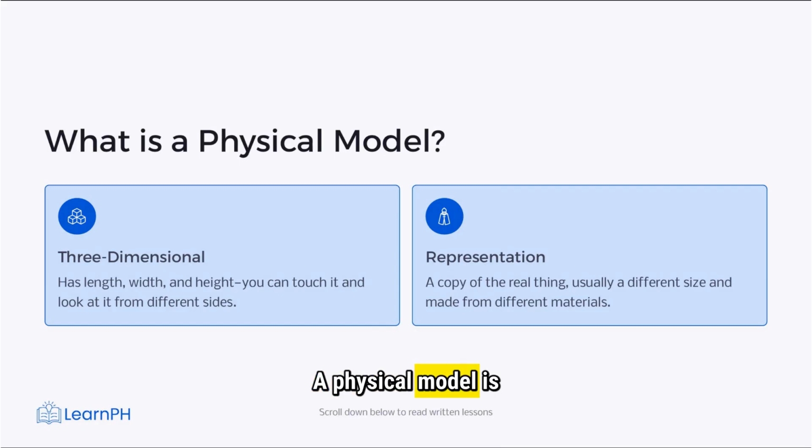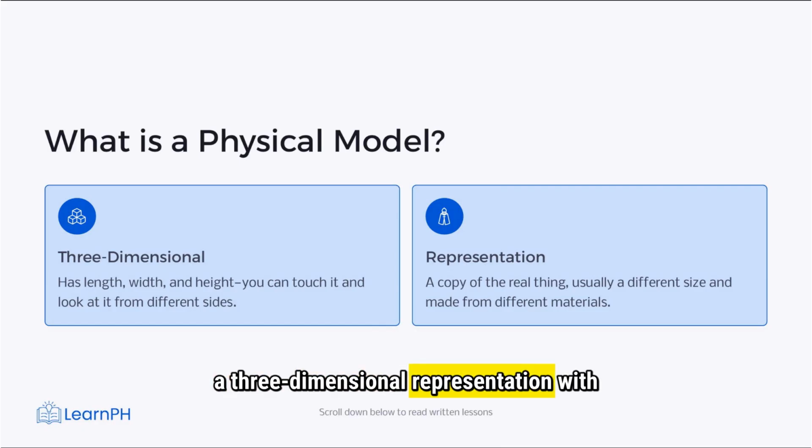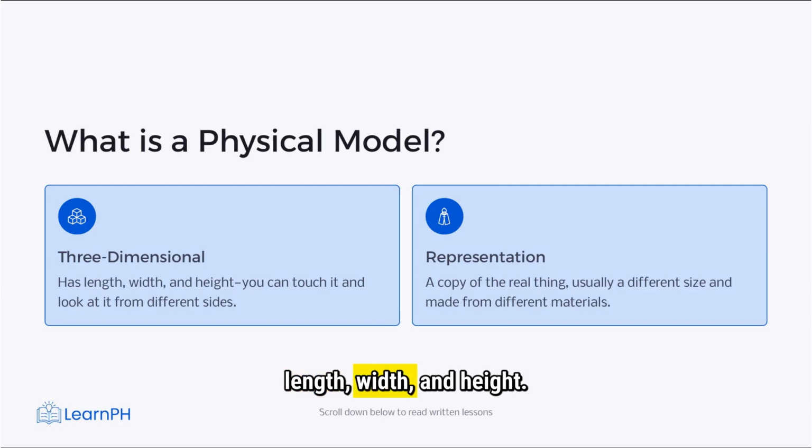A physical model is a three-dimensional representation with length, width, and height. It allows you to touch and view it from various angles. These models are copies of real objects, often scaled differently and constructed from diverse materials, providing a tangible way to study complex structures.